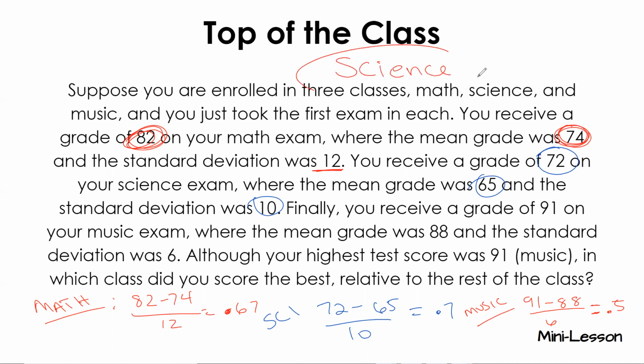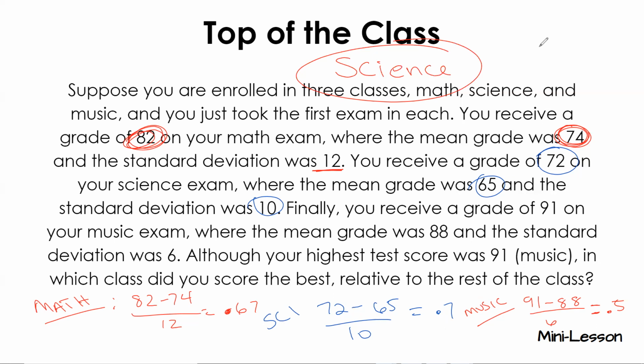So science would be the highest, even though you made a 72 on it. This is apparently a hard test, right? Because the mean was a 65. Or the kids were just really bad at the test. That's an option too. But 72 minus 65 divided by 10 gave us 0.7. Okay. So the higher z-score was science. So even though in music you made the highest score, in science you did the best relative to the rest of the class.